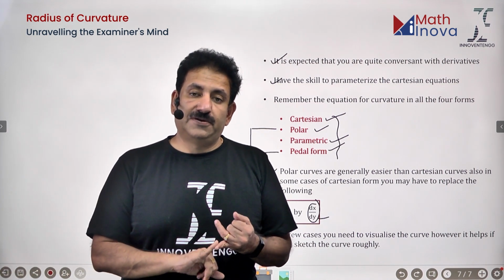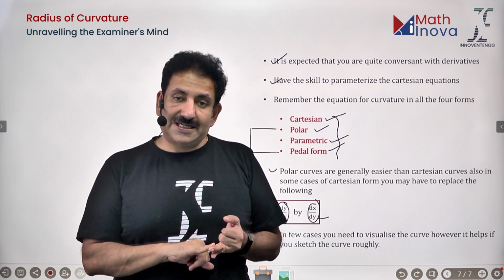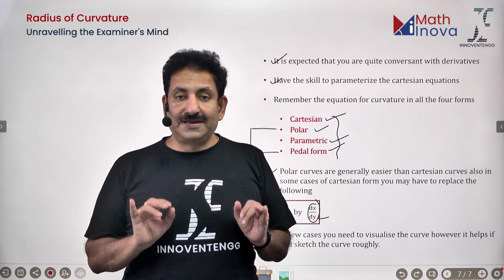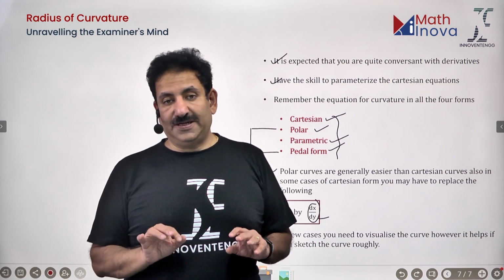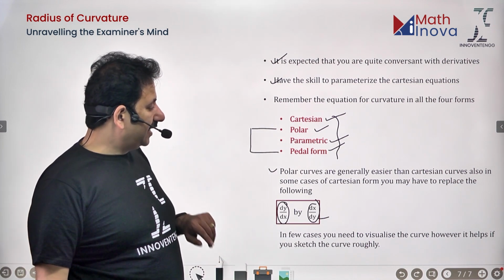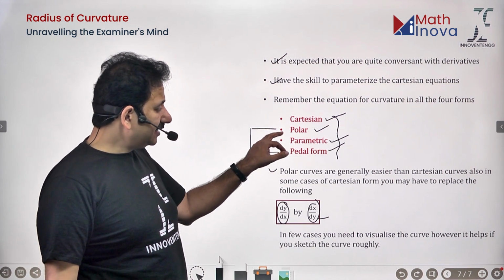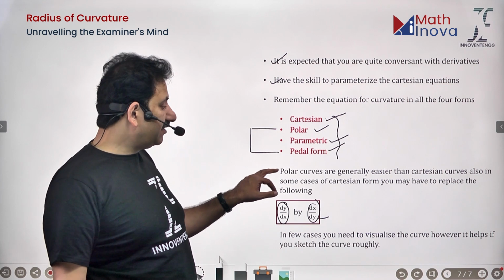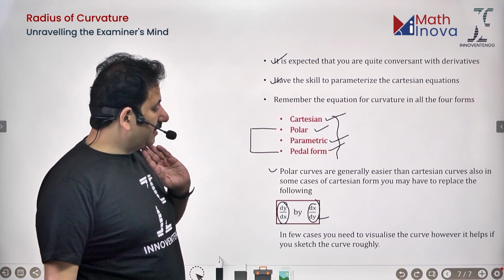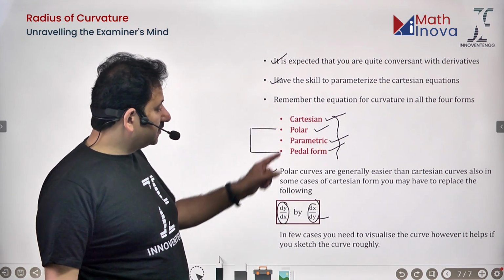You are absolutely thorough with your basic differentiation. You are also quite good at algebraic simplifications, and finally you got to remember two important formulae, if not all. One is of course the Cartesian, one is of course the polar. Unless the derivation of the polar form of the radius of curvature expression is sought for, you don't have to worry about the pedal form of the radius of curvature. So the first two are very important.